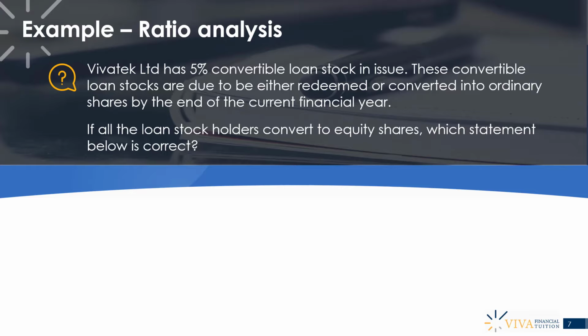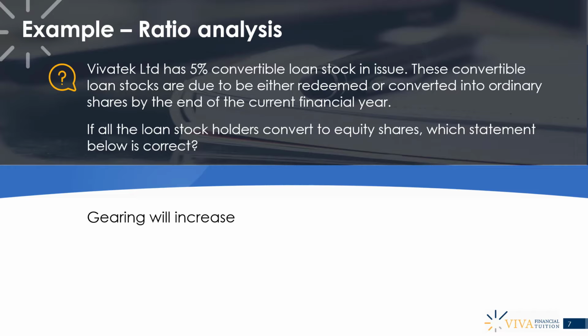So what convertible loan stock means is that at the end of the loan period, so let's say it's a three-year debt, you can either convert the debt into shares or redeem it and be paid back the amount you lent the company. And the 5% means that they pay an interest rate of 5% throughout the life of the debt. So we're told these convertible loan stocks are due to be redeemed, so that means paid back, or converted into ordinary shares by the end of the current financial year. So if all of these loan stockholders convert their debt into equity, which of the following statements is correct?